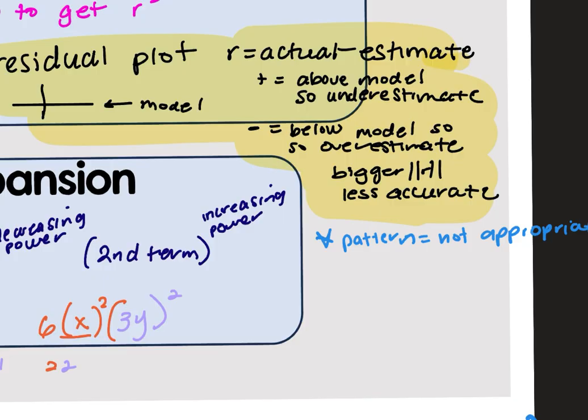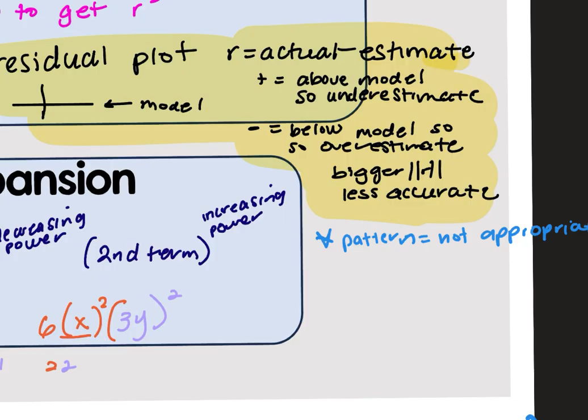So if you ran a regression or they gave you a regression model, that model is used to estimate what should happen at specific input values. And the R represents the difference between the actual and the estimate. It is actual minus estimate if you're worried about its sign, which means if it's a positive value, the actual is above the model, and so we say the model is the underestimate. If it's negative, it will be below the x-axis or below the model, which means the model is above it and the model is an overestimate.